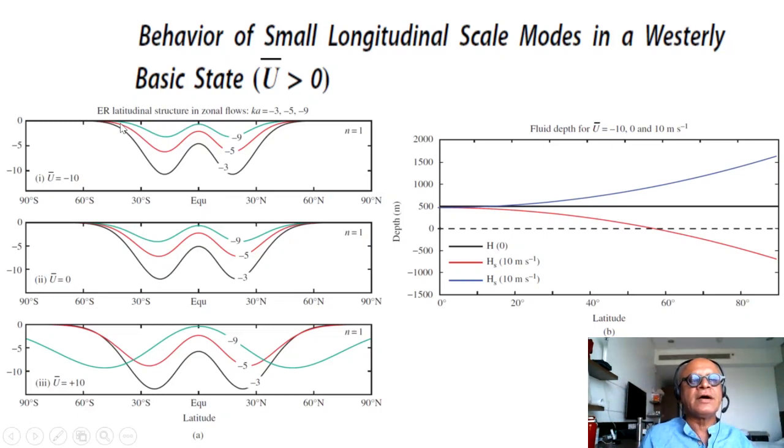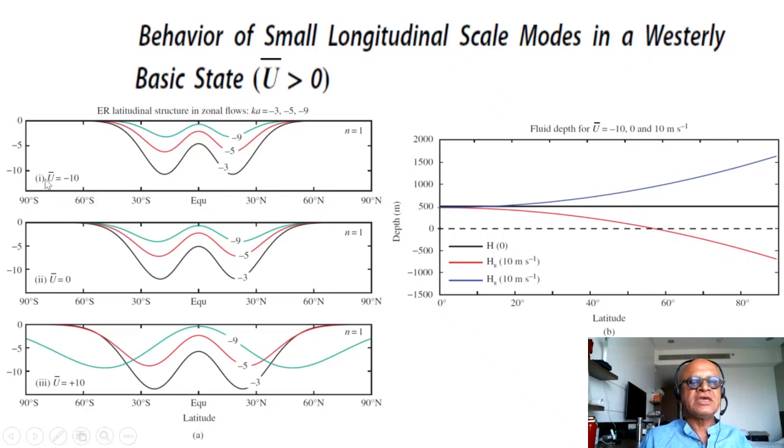So ER latitudinal structure in zonal flows for zonal wave number of -3, -5 and -9. So now you know why we are writing Ka instead of just K. K is just logically set to the equatorial wave numbers, whereas Ka allows you to have meridional structures which are off equatorial, so there is a latitudinal dependence as well.